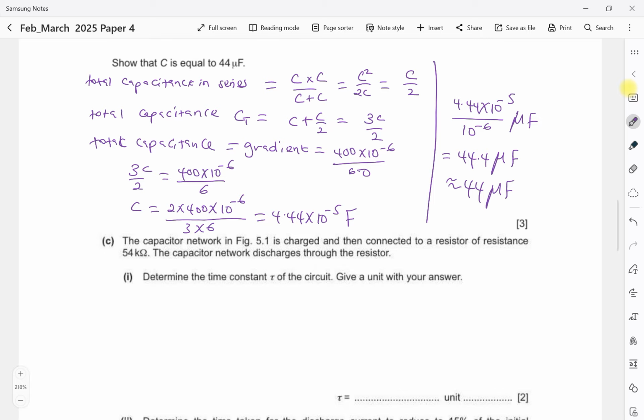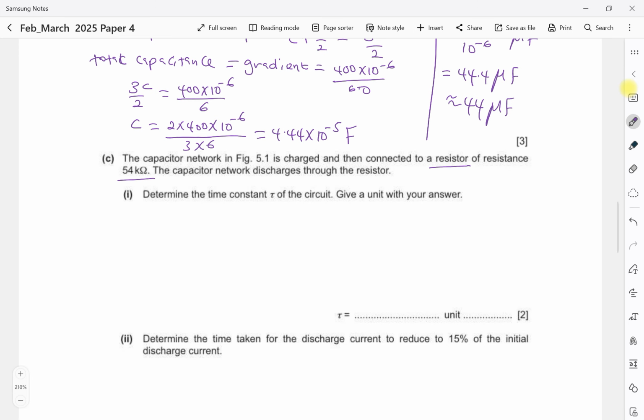The capacitor network in figure 5.1 is charged and then connected to a resistor of resistance 54 kilo ohms. The capacitor network discharges through the resistor. The time constant, remember, is the product of R times C, that is resistance times capacitance. Give a unit with your answer. Of course, the unit for time constant is the second. We showed why the unit is the second.